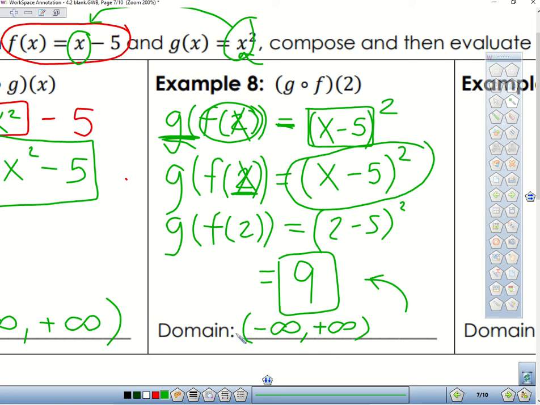So does anybody have any questions about how we did this? Now what you could also have done is evaluate f of 2 first. So f of 2 would be negative 3 because you plug in 2 minus 5, which is negative 3, and then plug negative 3 into g of x. So you can do it that way as well. You can do f of 2 and then take g of whatever that is.